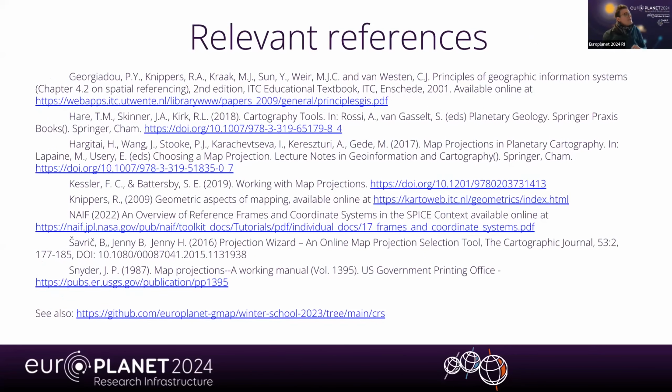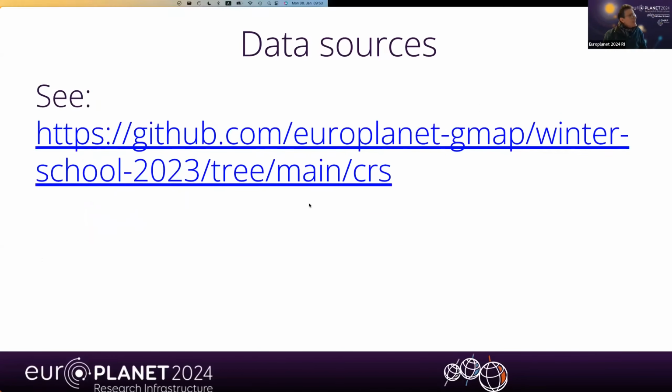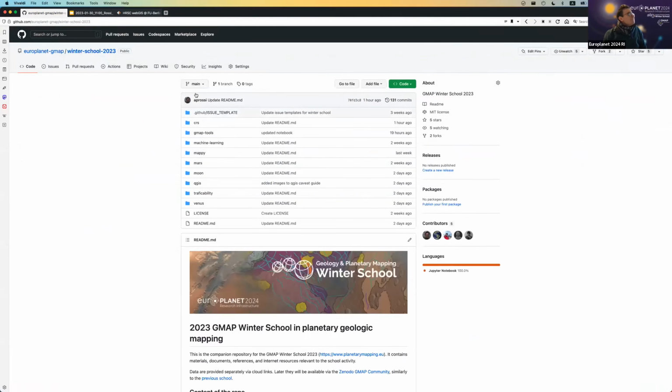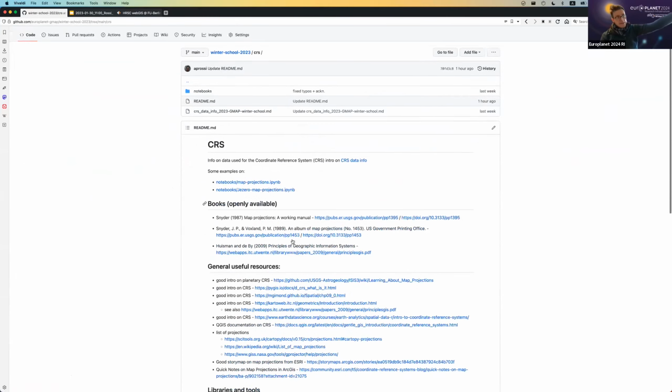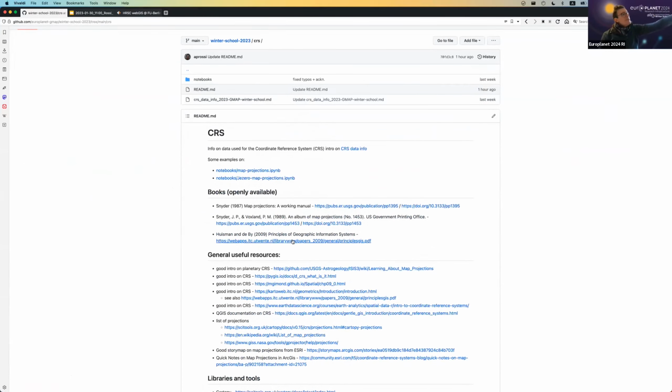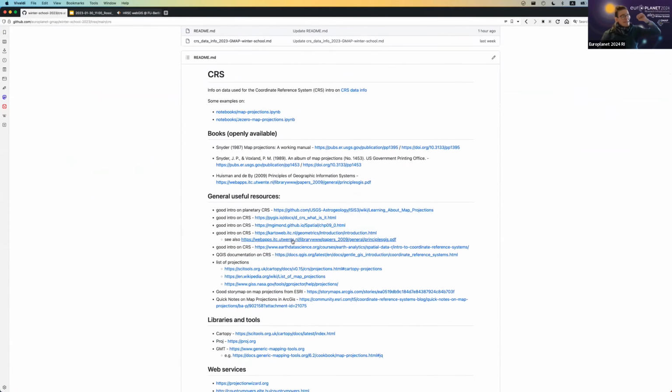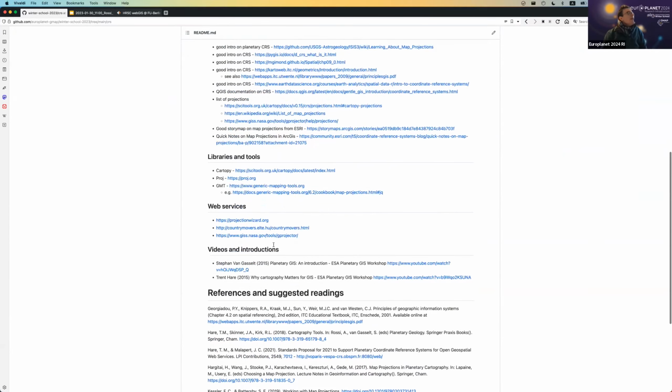I also had some references here that are also on the repo, and I would like you to have a look. There is quite a lot of references. Again, some of you may not need them because you already are fluent with this, but please have a look, go through it. There is very much free and good quality documentation around. So this should help you very much to get acquainted with map projections and eventual tools.